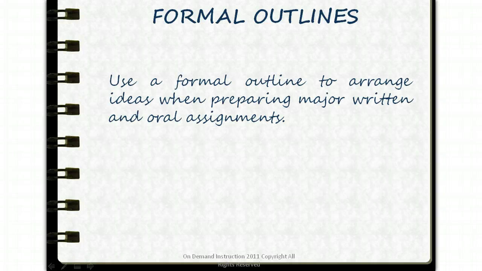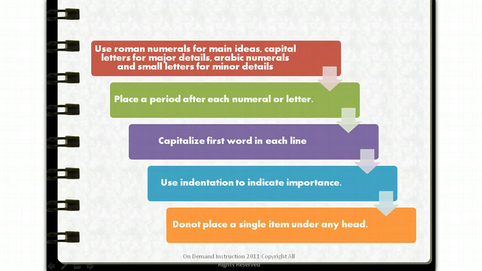Use a formal outline to arrange ideas when preparing major written or oral assignments. Here are rules to follow in writing a formal outline. Use Roman numerals for main ideas, capital letters for major details, Arabic numerals and small letters for minor details. Place a period after each numeral or letter. Capitalize the first word in each line. Use indentation to indicate importance.